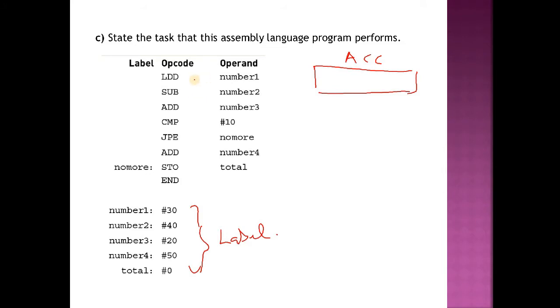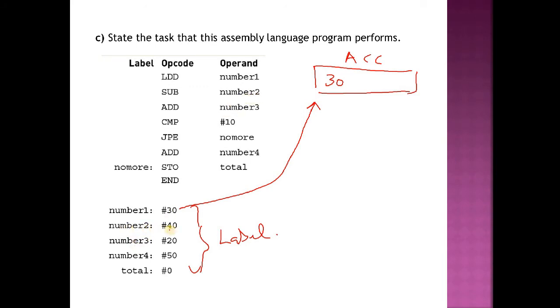Load direct. Load direct means from the address. Number 1 is actually a label. Label means the address has been labeled. So this is an address, and from this address the value will be picked. This 30 will be picked and kept in the accumulator, right? Then subtract number 2. Again symbolic addressing has been used. This is number 2, and at number 2, 40 is there.